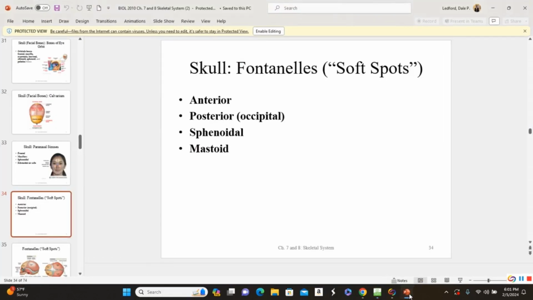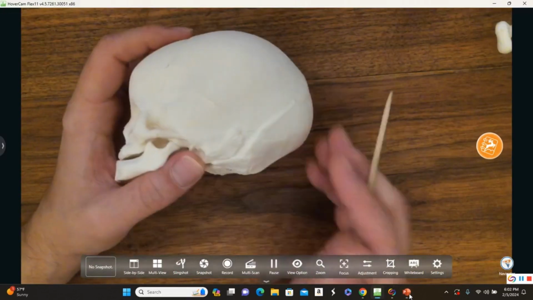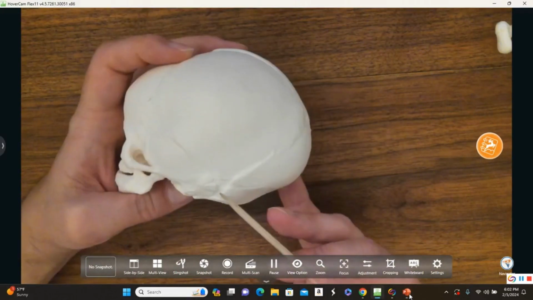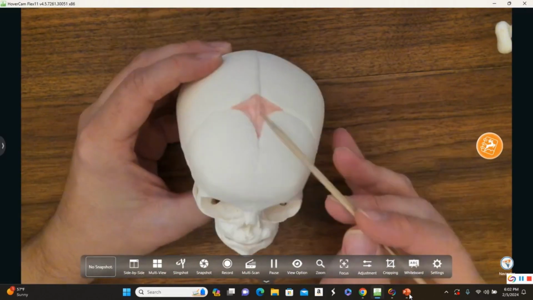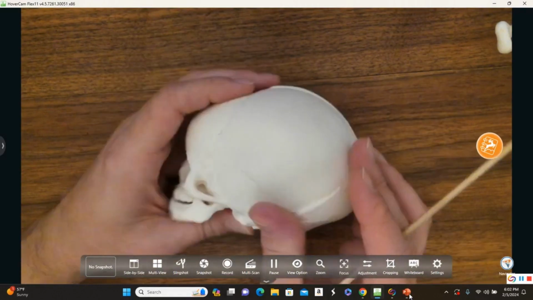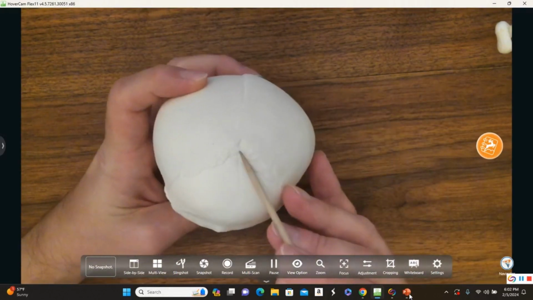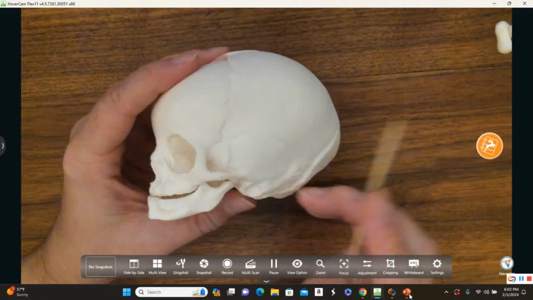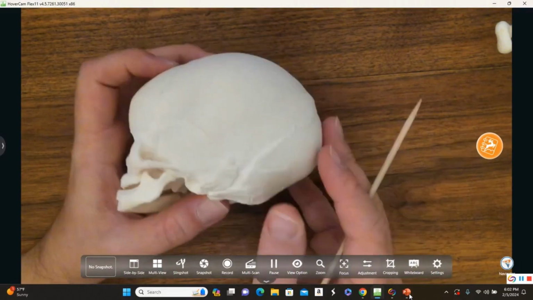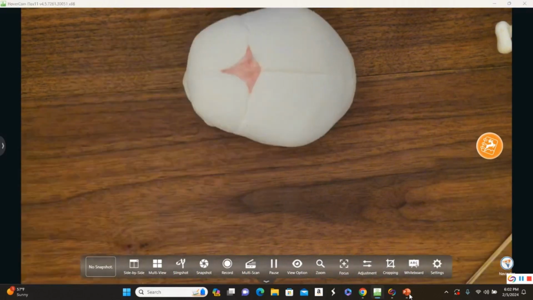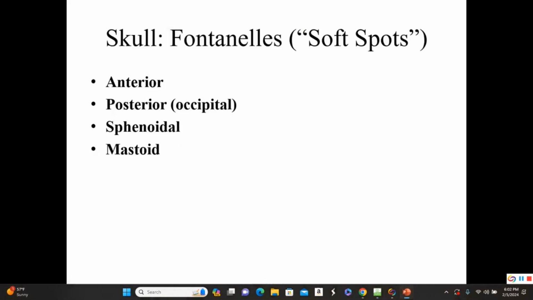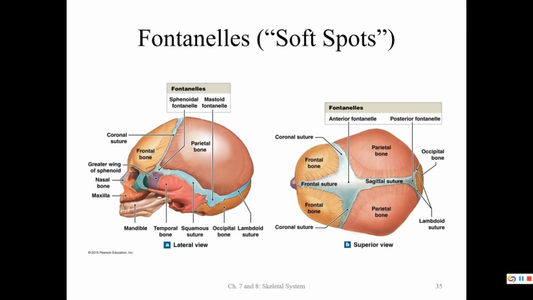And next, we have a mastoid fontanelle. Right here is where the mastoid process would be, and this is the mastoid fontanelle, near where the mastoid process would be. So there's an anterior fontanelle, a posterior fontanelle, a sphenoidal fontanelle, and a mastoid fontanelle. And there's a diagram next to help you find those.